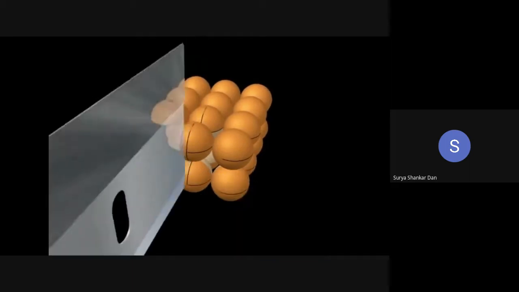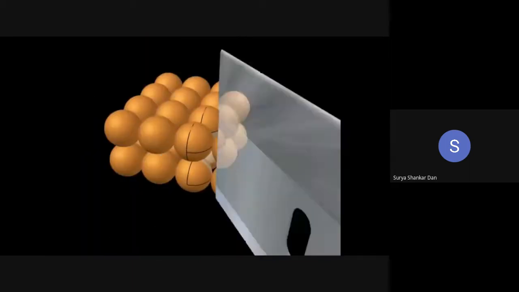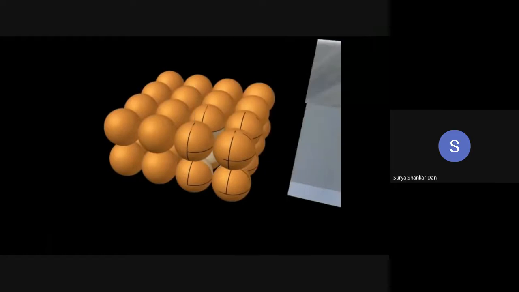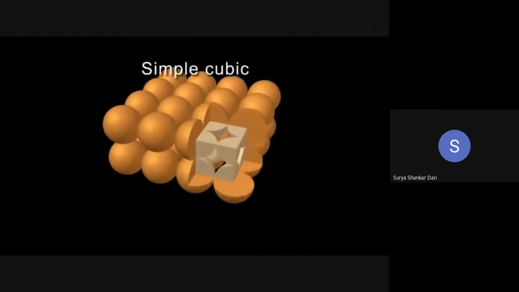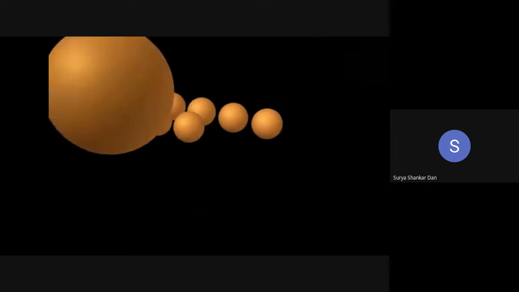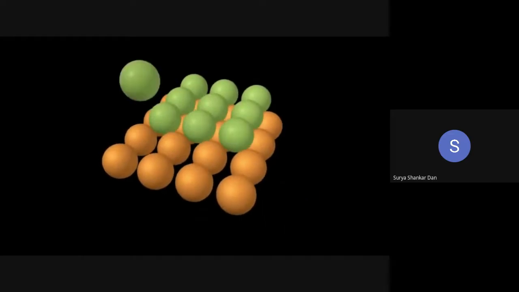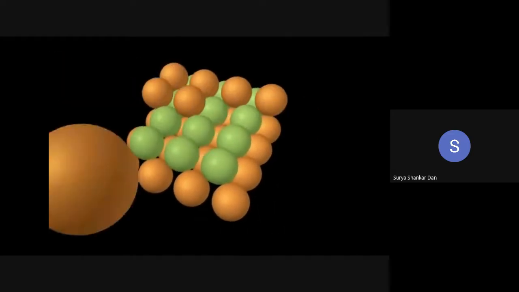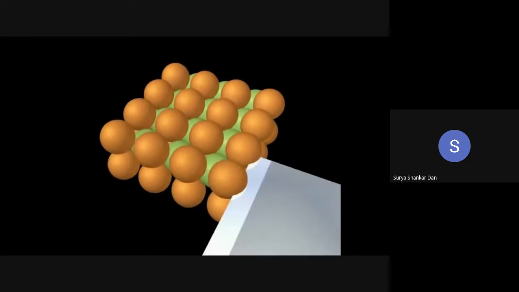Those larger spaces mean an inefficient use of space. In fact, only 52% of the available volume is actually occupied by spheres. Because of this inefficiency, the simple cubic unit cell is seen rarely in nature. A more efficient stacking occurs if we place the second layer over the spaces formed by the first layer, and the third layer over the spaces formed by the second.